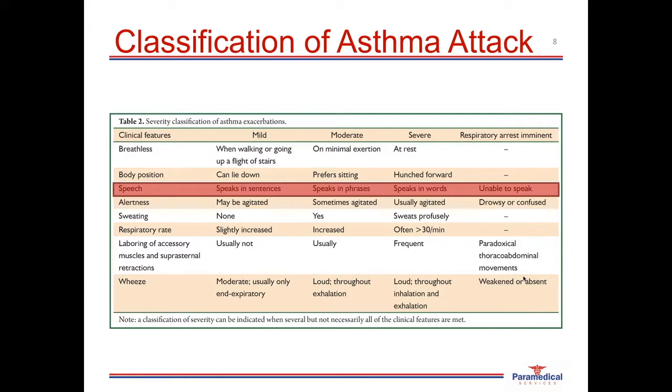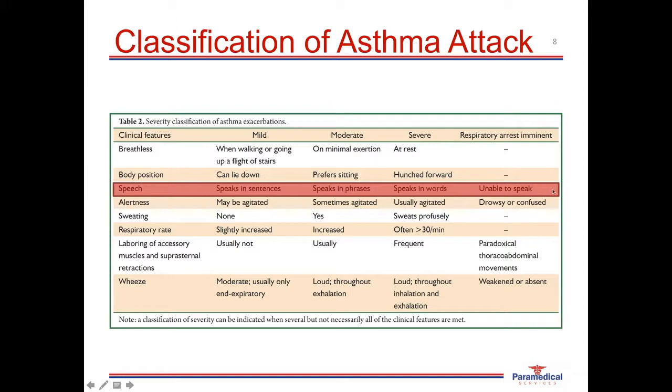So if somebody is able to speak in full sentences between taking each breath, it's really a mild reaction because we've still got good expiration. However, if somebody can only speak in phrases and then has to take a breath within the sentence, then this falls under a moderate capacity. If somebody can only speak one or two words and then has to take a breath, this is severe.